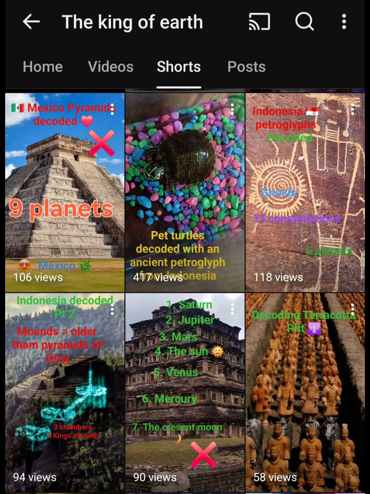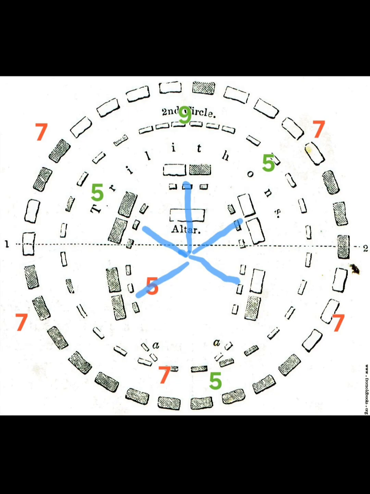Back to the buildings with the planet representation. You see the ones marked with the red X. Each level of those buildings represents the planets. It doesn't even matter if it's Stonehenge. I've already decoded this in a 3-minute short. Go check it out. But you see 5, 7, and 9.